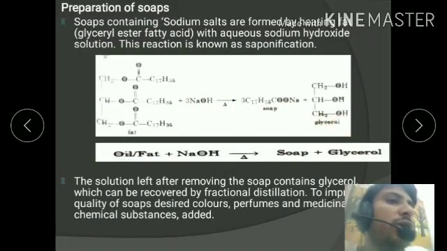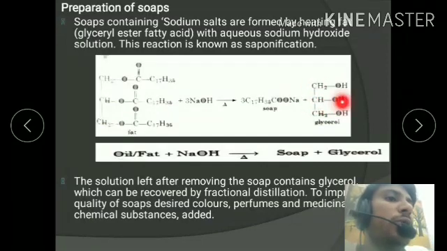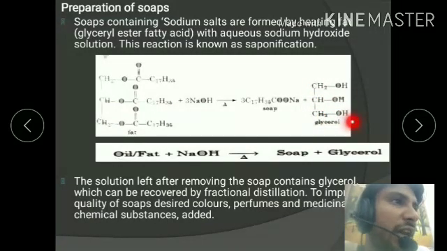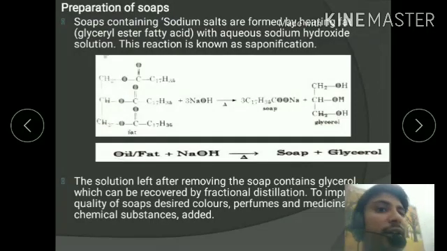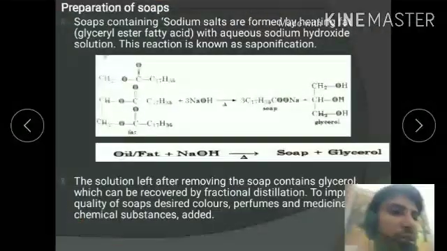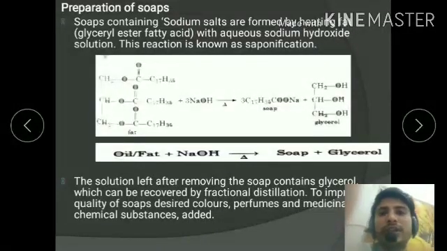What is the formula of glycerol? CH2OH, single bond, CHOH, single bond, CH2OH. This is the glycerol. And what is the formula of glycol? The formula of glycol is CH2OH, single bond, CH2OH. Okay, this is the formula of glycerol and glycol.